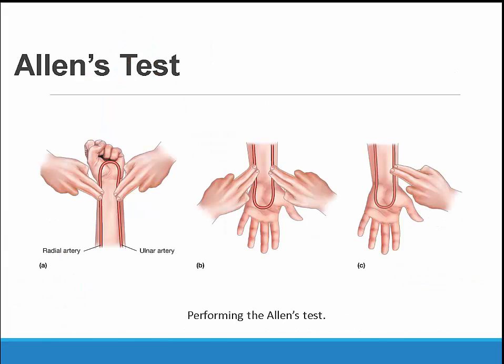Prior to having the insertion of the arterial line, it's important to do the Allen's test. To perform the Allen's test, if the color returns in less than 7 seconds, then it's a positive test. If the color returns in greater than 15 seconds, then that's a negative test, and you would report the negative results.